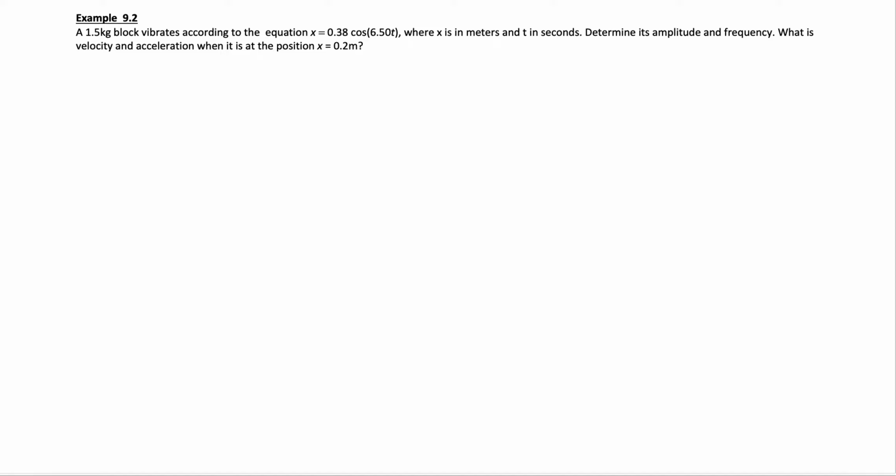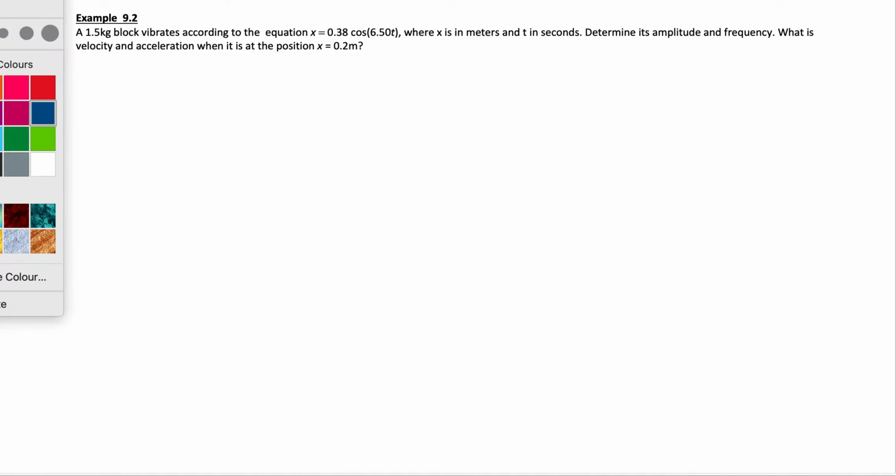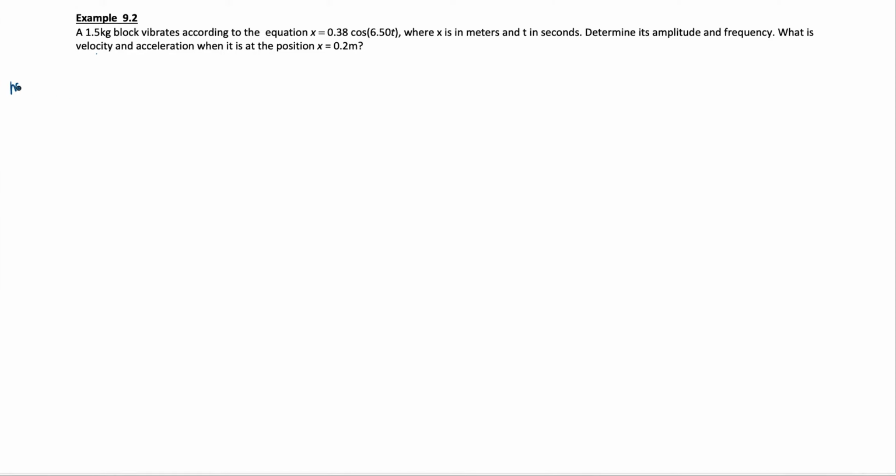So let's do that. My mass is 1.5 kilogram and my equation is this. If I were to compare it to the basic generic simple harmonic equation, it should look like this, A cosine omega t. So now I just compare it. This is x, A is 0.38, cosine is cosine, and omega is 6.5.